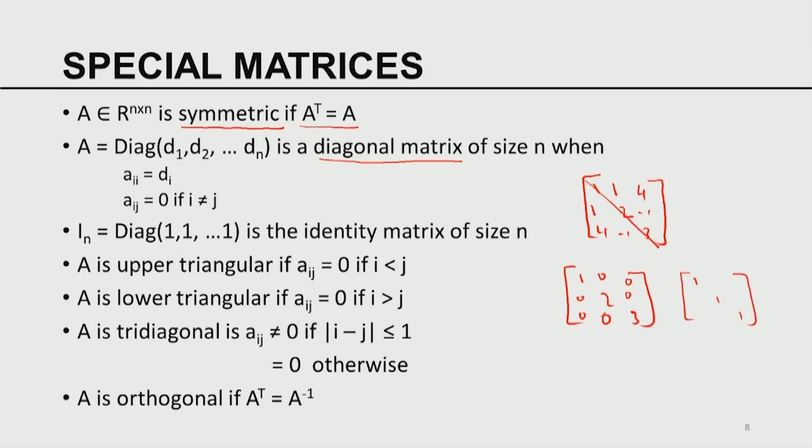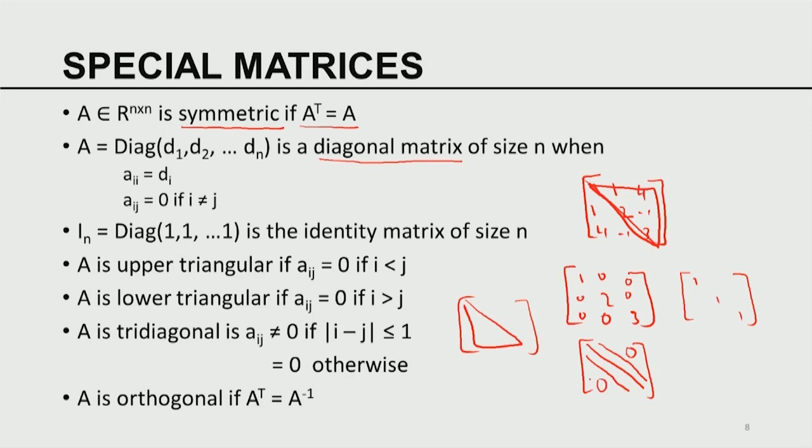Then we can talk about the upper triangular matrix. Upper triangular matrices are those where the diagonal and above the diagonal are non-zero. Lower triangular matrices are those where the diagonal and below the diagonal are non-zero. This is lower triangular. That is upper triangular. Then a matrix can be tri-diagonal. A tri-diagonal matrix is one where the principal diagonal is non-zero, the first super-diagonal is non-zero, the first sub-diagonal is non-zero, everybody else is zero.